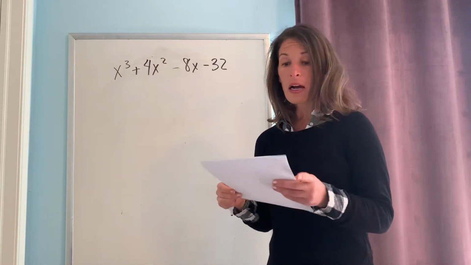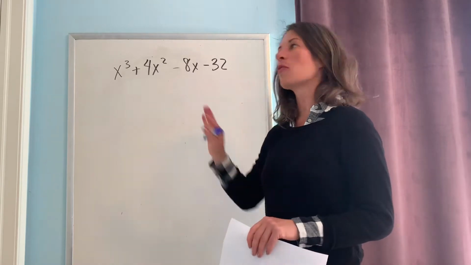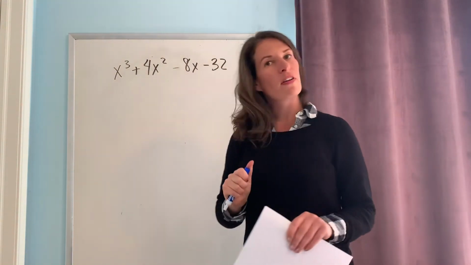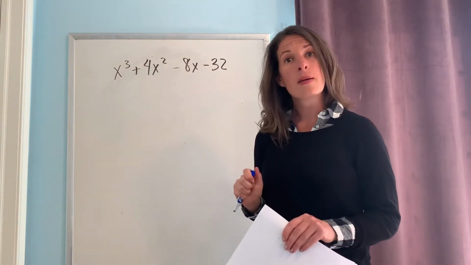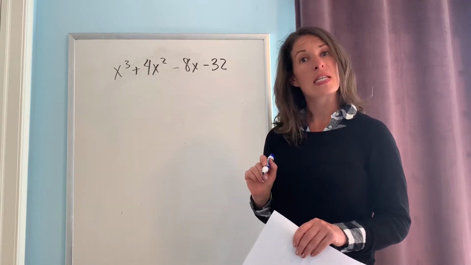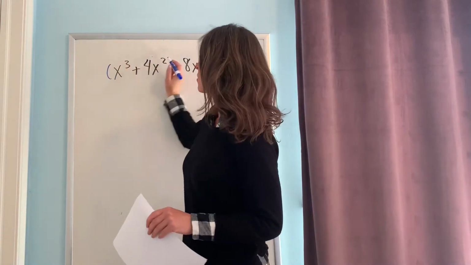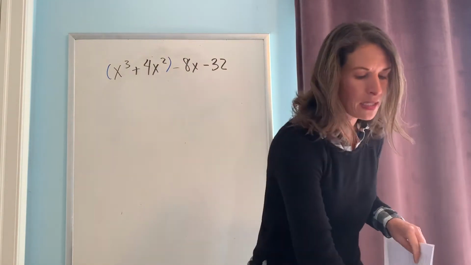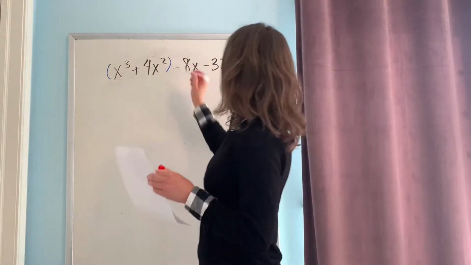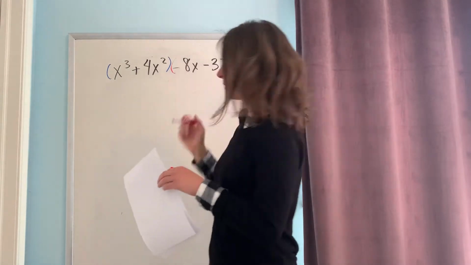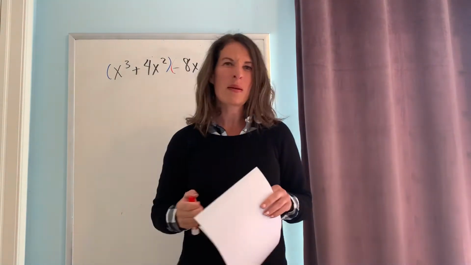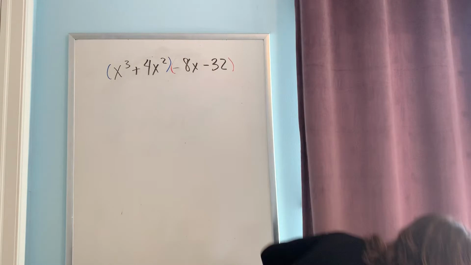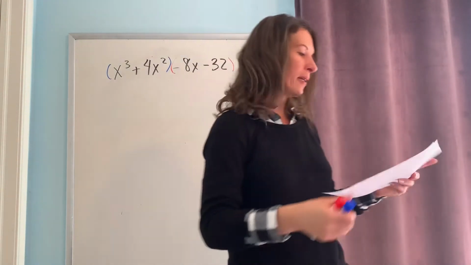So on our notes, it says the second thing that we do after we check to see if I have a greatest common factor, which I do not, is that we are going to put parentheses around the first 2 terms. And then I'm also going to put parentheses around the second 2 terms. I'm going to write these in blue and red. Lost my blue marker, sorry.